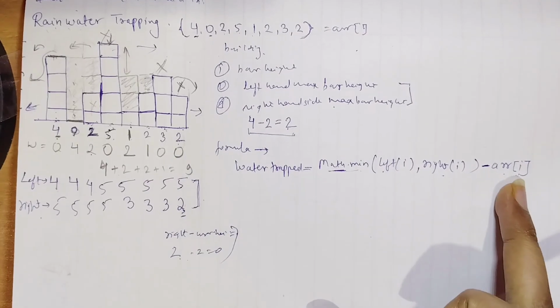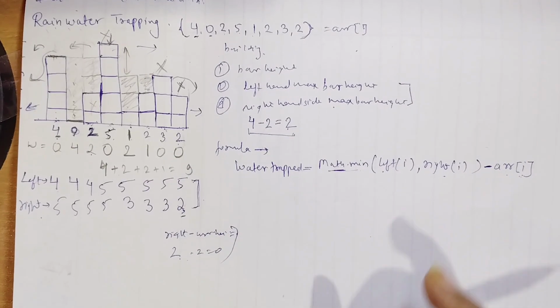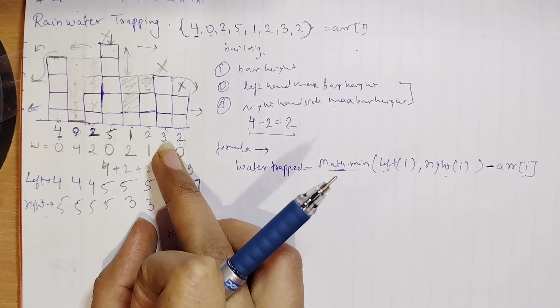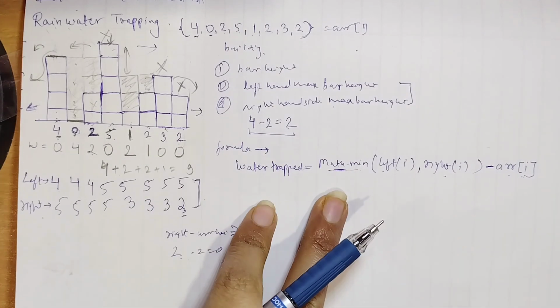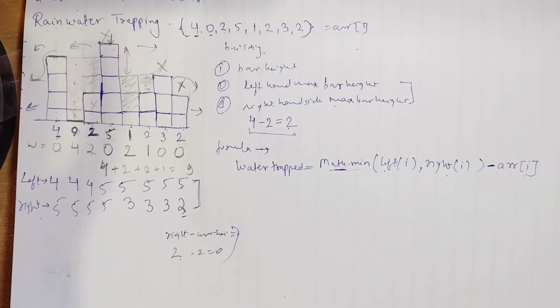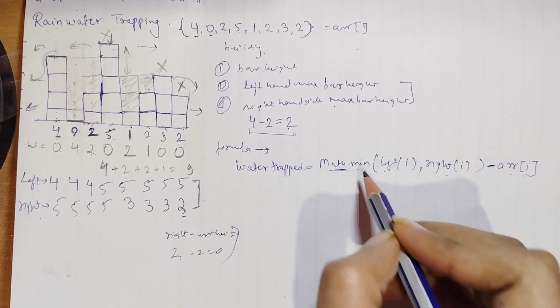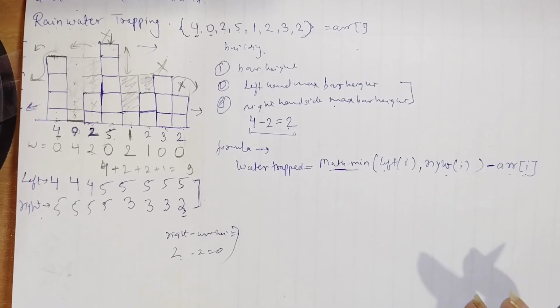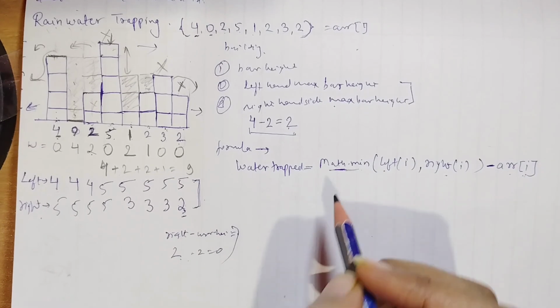This array of i is our current bar value, our current bar height, the bar we are on. So we got our formula. Now we will write its code. In 1 minute, I'll just tell you how this formula will work in the backend, how our code will work in the backend, which we will write here.